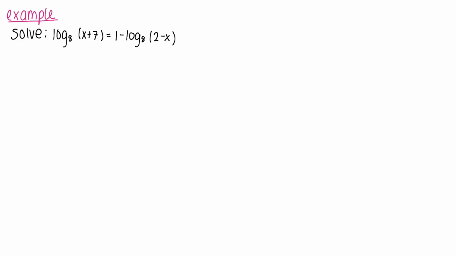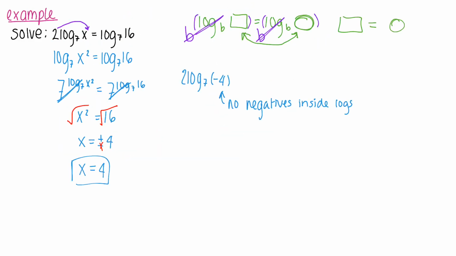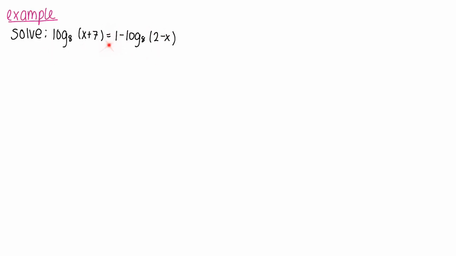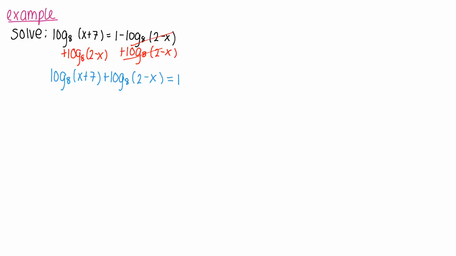All right, let's look at something more challenging. In the previous problems, we were just dealing with one log, or the one time we dealt with two logs, it was just a log on each side. But if you look at this new problem, we have logs on each side and this one right here. So we need to figure out what to do. The best thing you can do, if you have a constant, like just a number, and then two different logs, is to get all the logs on one side. So on both sides, I'm just going to add log base 8 of 2 minus x. And that cancels here. So we have log base 8 of x plus 7 plus log base 8 of 2 minus x is equal to 1.